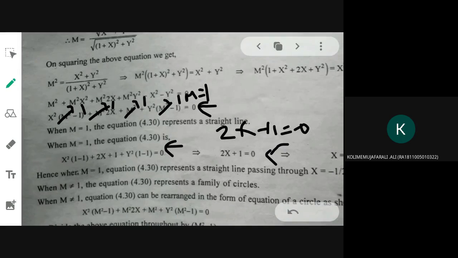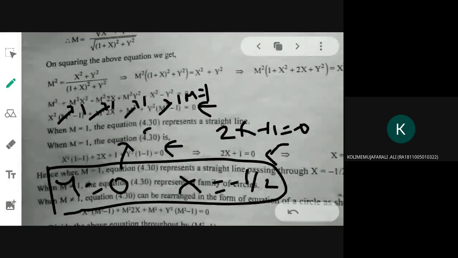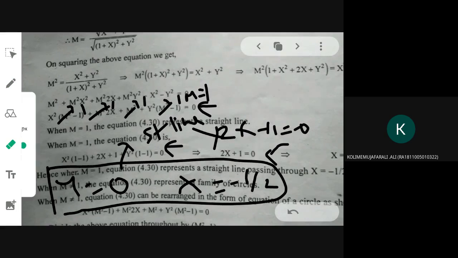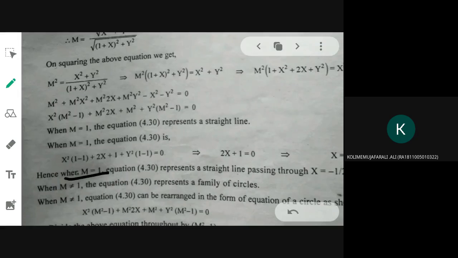So what will be your x? x is equal to minus 1 by 2. So y will be equivalent to 0. So this is the equation for a straight line. Okay, this equation is for a straight line. For what value of m have you done this? What is the value of m that you have substituted? 1. So whenever you have m is equal to 1, then the equation will be representing what shape? Straight line.